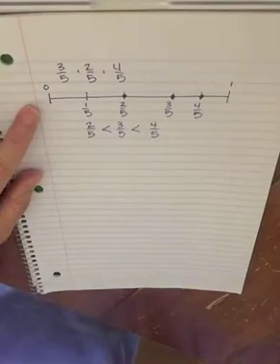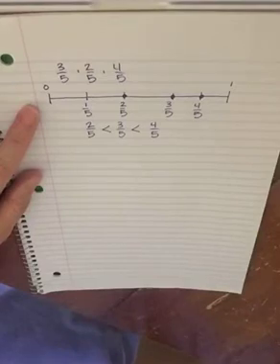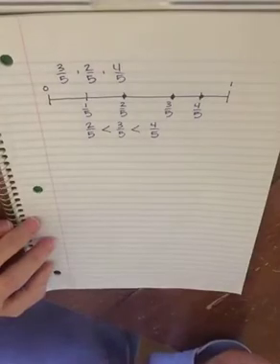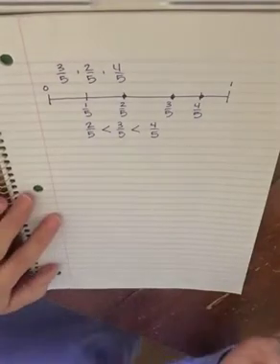So what happens though when I have denominators that are not the same? Okay, because that happens sometimes with some of these problems. So I'm going to show you how to do one of those as well. All right, this one says graph 1/5, 1/2, and 1/10 on the number line.